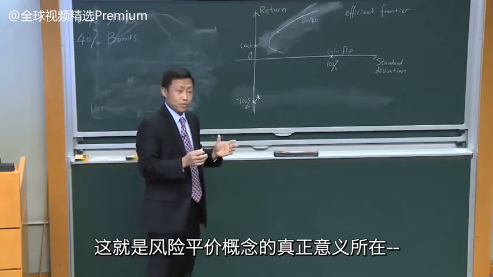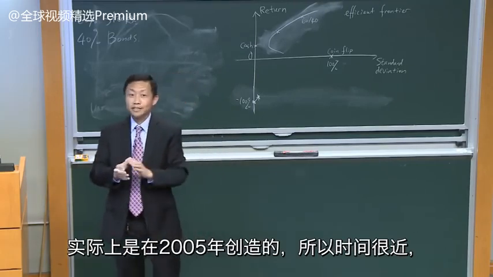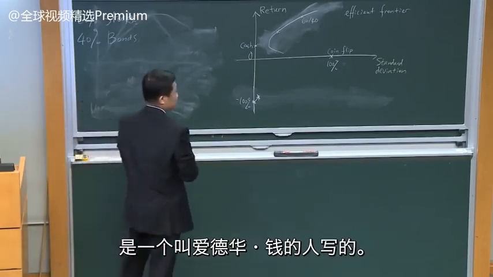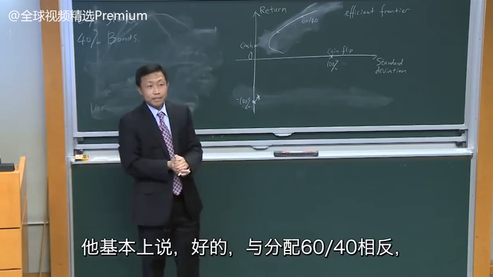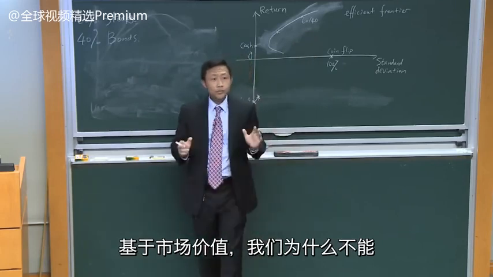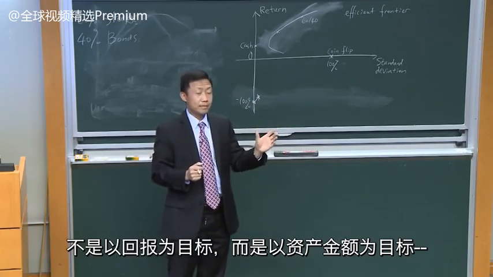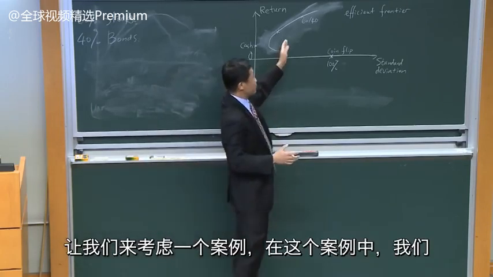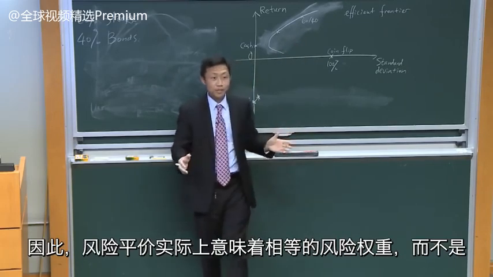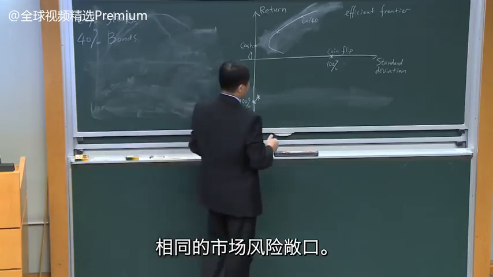That's where the risk parity concept came in. The concept had been around, but the term was coined in 2005, quite recently, by a guy named Edward Chen. He basically said, instead of allocating 60-40 based on market value, why shouldn't we consider allocating risk? Instead of targeting return or asset amount, let's have equal weighting of risk between the two assets. So risk parity really means equal risk weighting rather than equal market exposure.